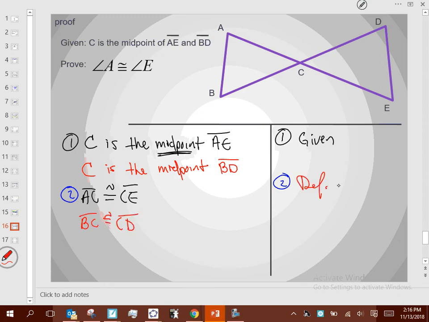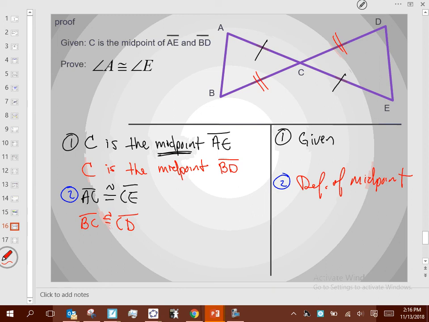Now I wrote my given, I kind of separated it into two lines that are saying very similar things. I wanted you to see that when they say C is the midpoint of AE and BD, there's actually two pieces of information that you get from that, right? Draw that in your picture. So AC congruent to CE, BC congruent to CD. Now, we've got two congruencies on the left-hand side. We need one more congruency.